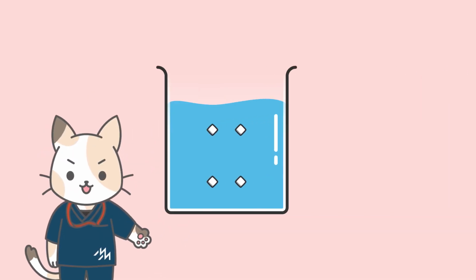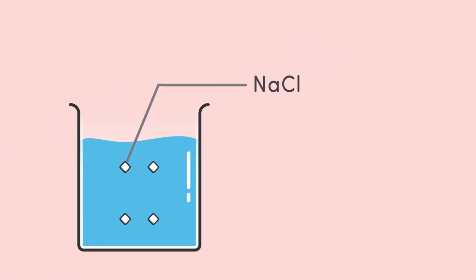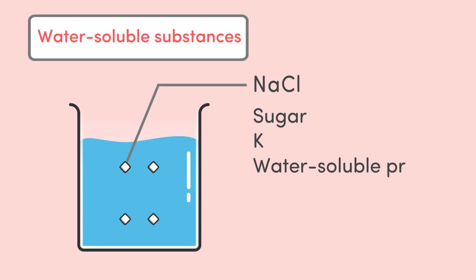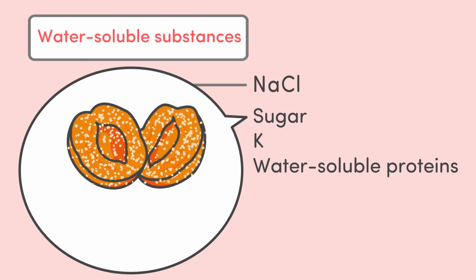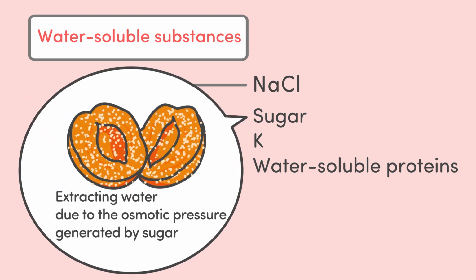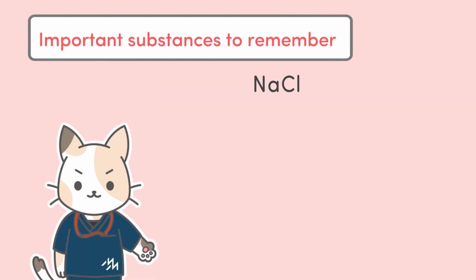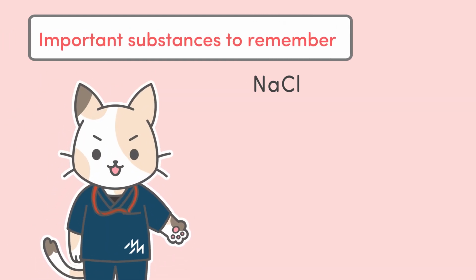So far, we have been discussing osmotic pressure in terms of salt concentration, that is, sodium chloride concentration. However, osmotic pressure can actually be induced by various substances that dissolve in water, not just salt. For example, in the case of sugaring, it is the osmotic pressure of sugar, rather than salt, that draws out the water. There's one important substance involved in osmotic pressure other than sodium that you should remember.